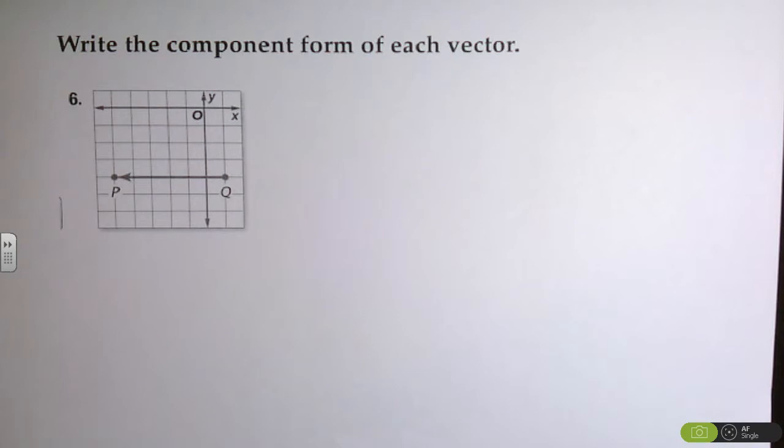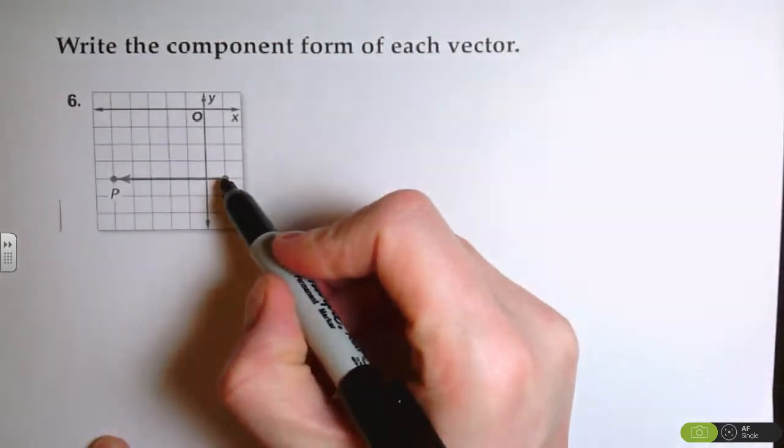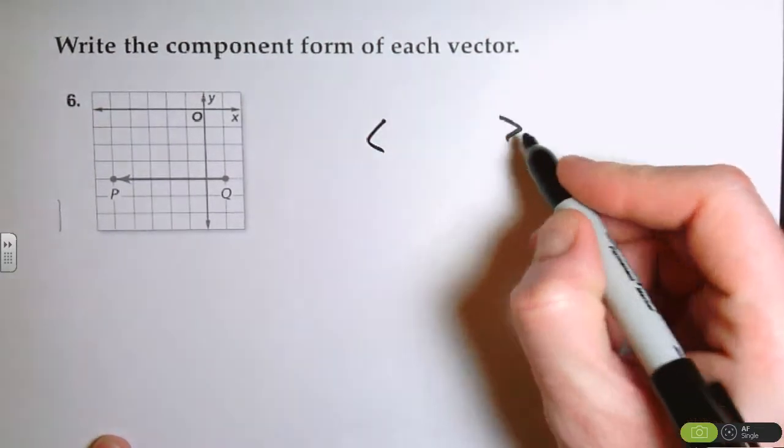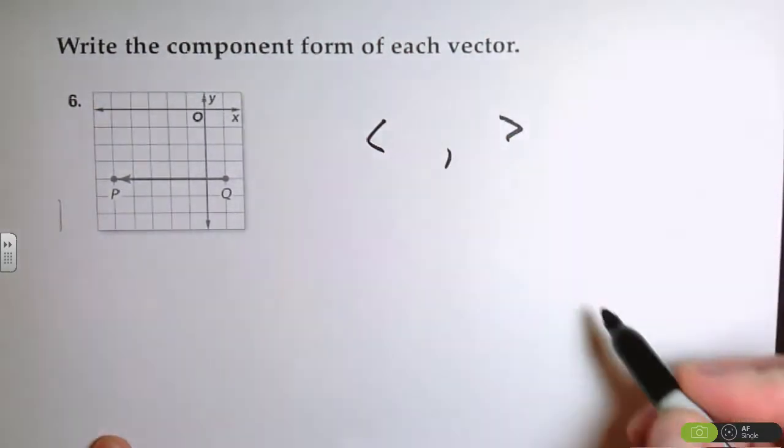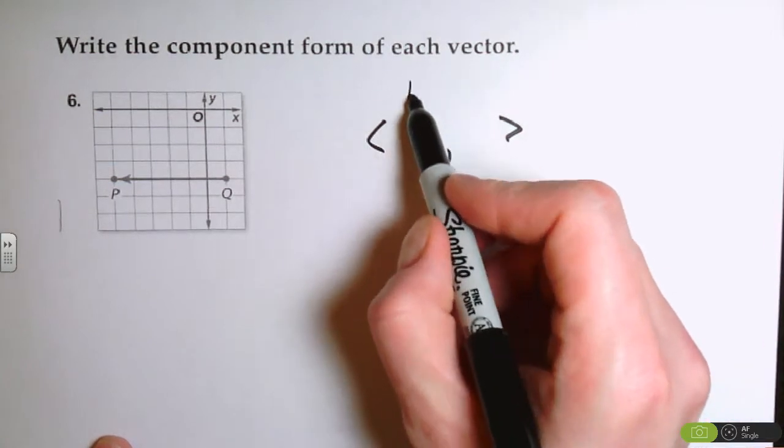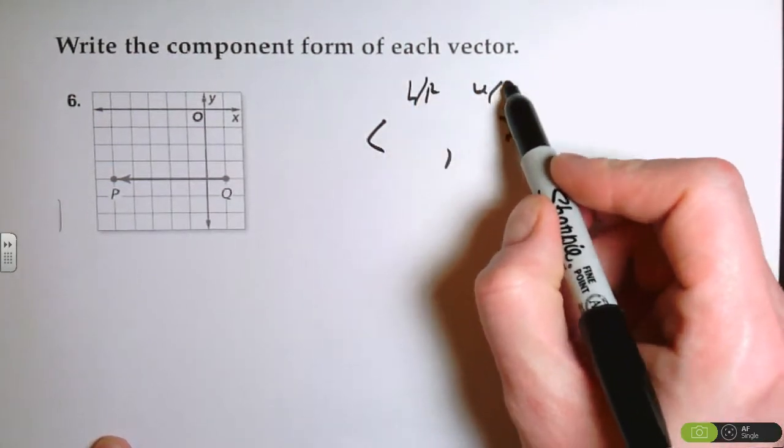So, component form of a vector. Basically, you treat component form like it looks like an ordered pair, like you're going to graph something, but all it does is describe the path. I put these little greater-than and less-than symbols around the outside of it. This tells you your left or right movement, and this tells you your up or down movement.